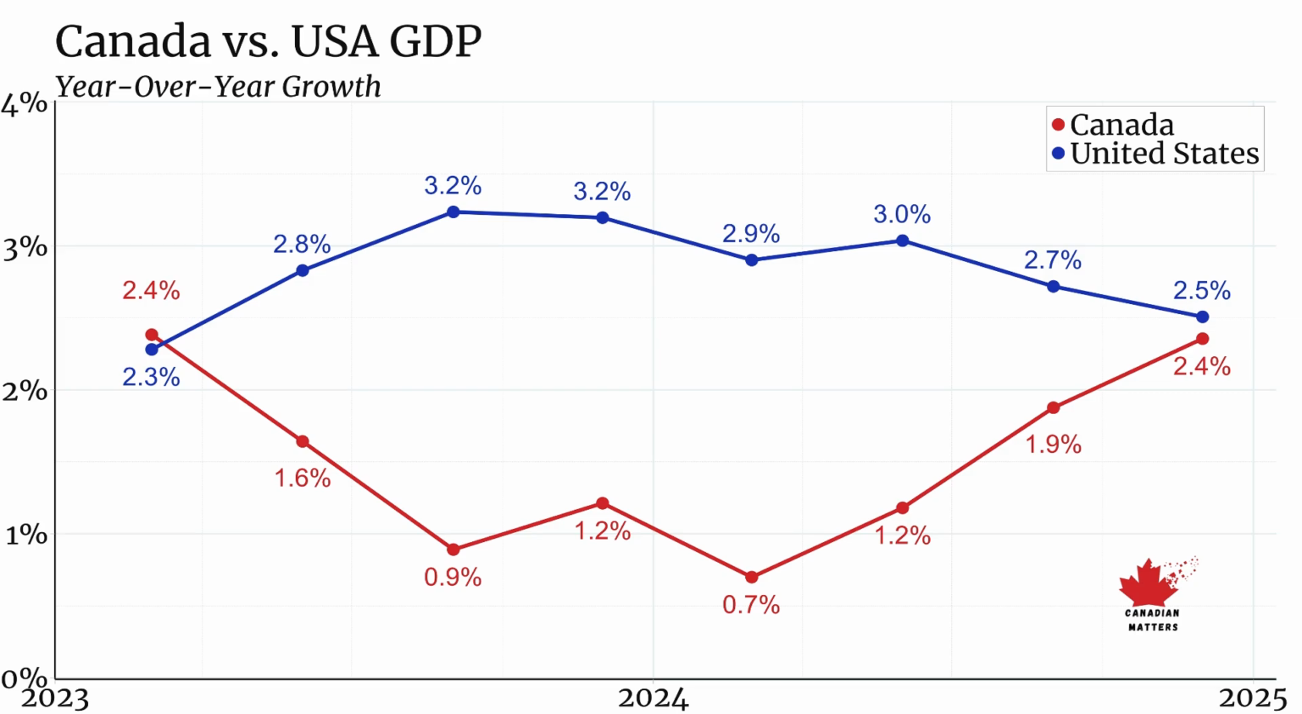If you look at the chart, you can see the GDP of Canada in red and the GDP growth of the US in blue. Over the last 2 years, while Canada has been growing around 1%, the US has been growing around 3%. So no wonder there is such a demand for the US dollar, even among Canadian investors.